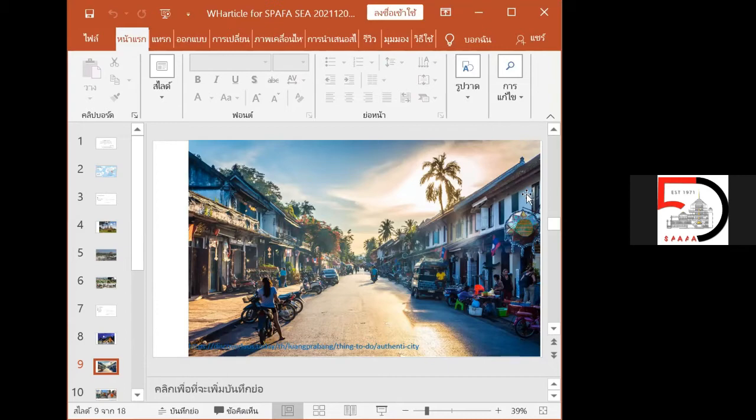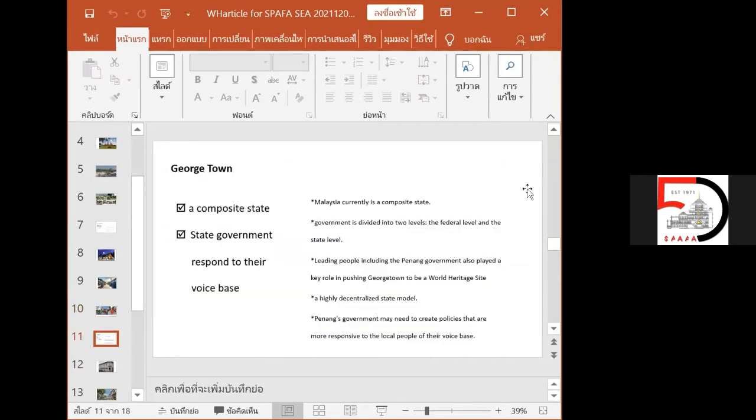The third case is the case of Chot Thao, or Penang. Chot Thao is located in Penang in Malaysia. Malaysia currently is a composite state. Malaysia's government is divided into two levels, the federal level and the state level. The government of each state, or state governor, has an executive and legislative branch that is directly elected by the people. Each state is divided into municipalities.